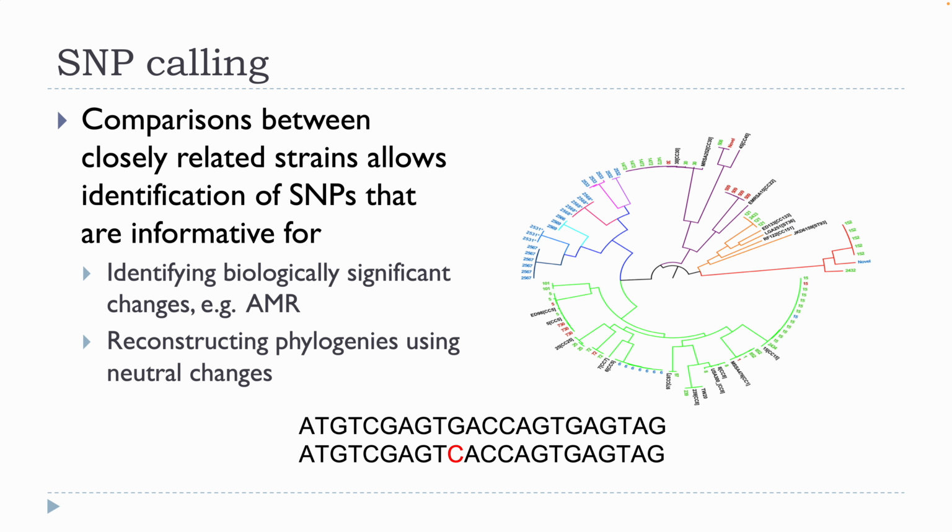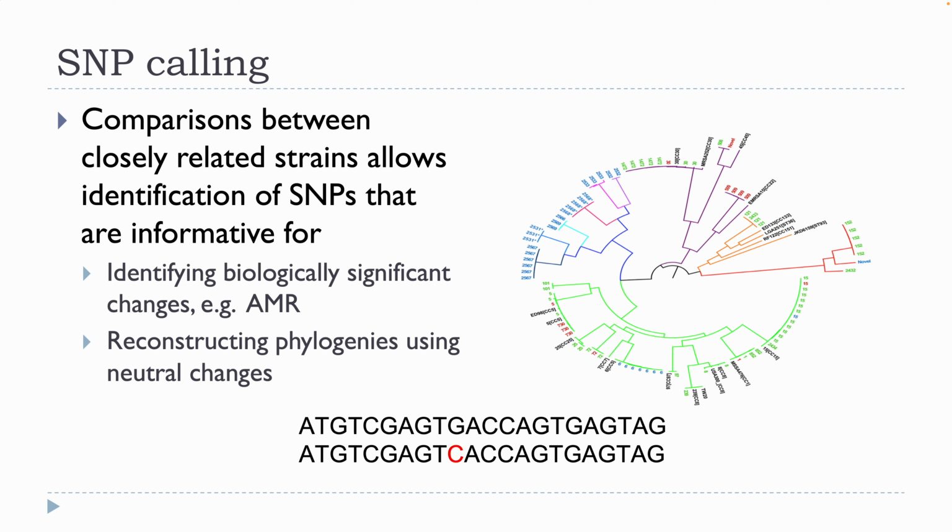And one of the things we can do when we're looking at closely related strains, when we've mapped sequences and seen what the differences are, is we can look at what we call SNPs, single nucleotide polymorphisms, sometimes called single nucleotide variants. And these basically are the smallest changes you can see between genomes. So just a single base pair change, as you can see in those two genomes. And these are useful in two ways.